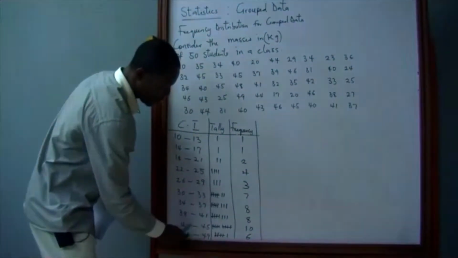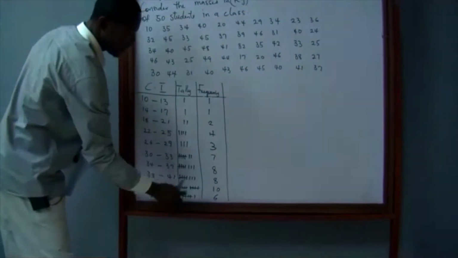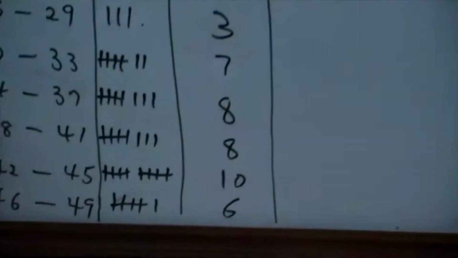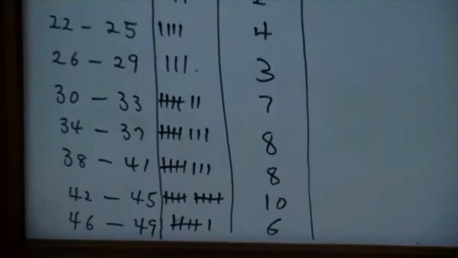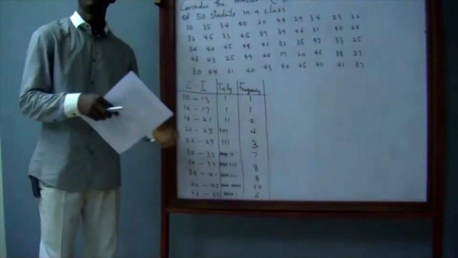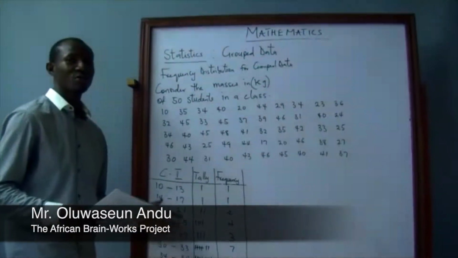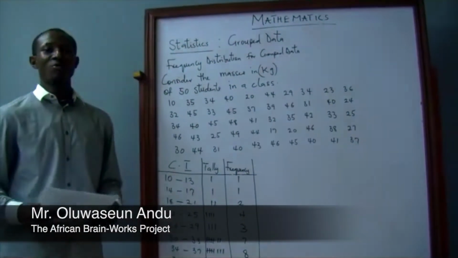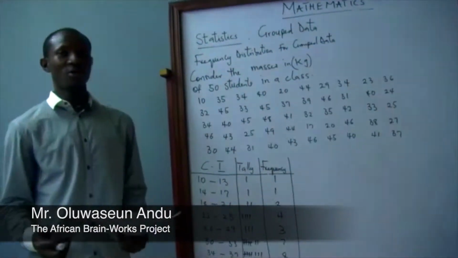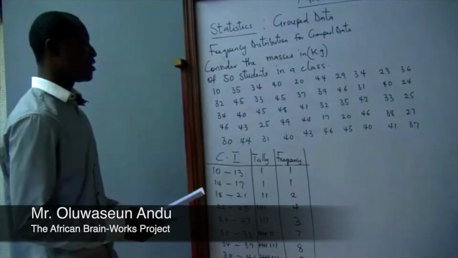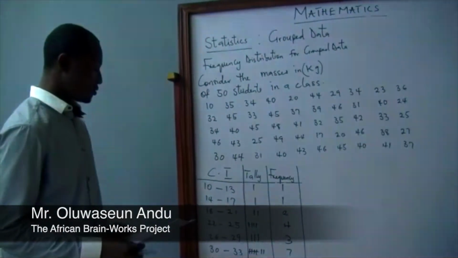Now we have here 46 to 49. If we count and check the numbers here, realize that they are 6. That's how I got my 6. So from here, we can now start to calculate either the measures of central tendency, measures of dispersion, or different questions can be asked from this kind of data. We could even be asked to find the cumulative frequency, the histogram, and other graphical illustrations of data. And we shall examine that in the future.